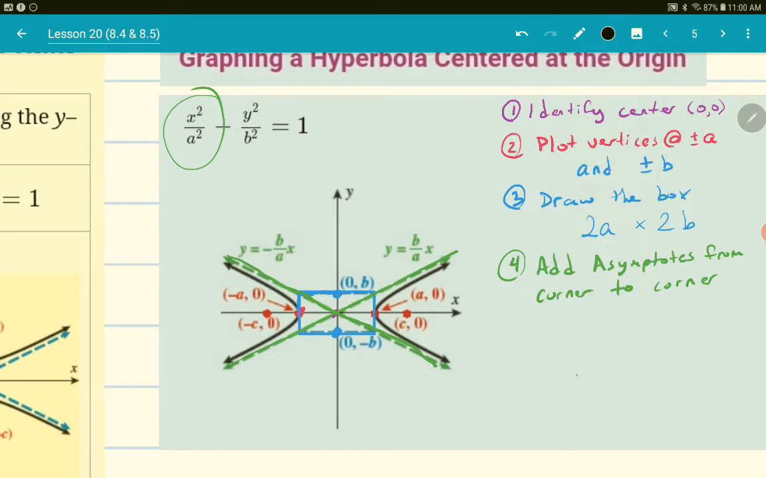So the first thing I did was identify the direction. So I had a leading x, which tells me open left and right.